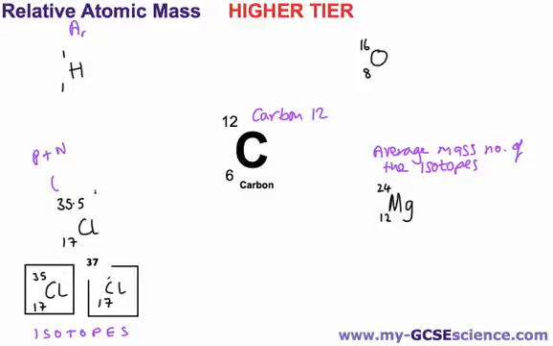So you should be able to explain that relative atomic mass means the mass of an element compared to that of carbon 12, and you should understand that it's an average mass of the isotopes that exist in nature.